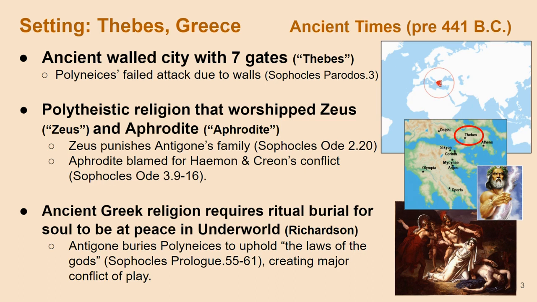According to the rules of ancient Greek religion, a body must be buried with the proper rituals for the soul to be at peace in the underworld. Specifically, libations of wine must be poured on the body 3 times, and the body must be buried under the earth. In the play, Antigone defies Creon's law by sprinkling wine on Polynices' body 3 times and by covering it with dust.